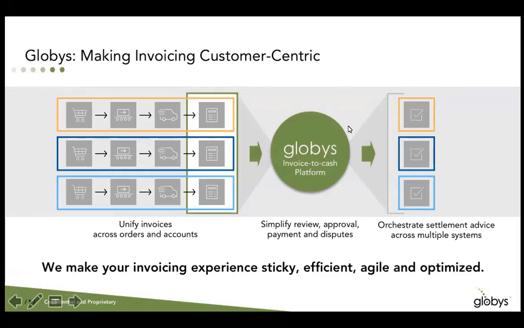So the key is really automating this process for the customer and for the suppliers by making it a customer-centric experience. So Globus actually does this by unifying the invoices across all of the customer's different orders and accounts, and then we extract all of the data from each invoice. We give the customers a simple to use but pretty powerful tool to review, approve, and pay, all through a virtual invoice that they actually define themselves. And then finally, we also orchestrate the settlement across the different accounting systems for the suppliers. So it's really an end-to-end solution.